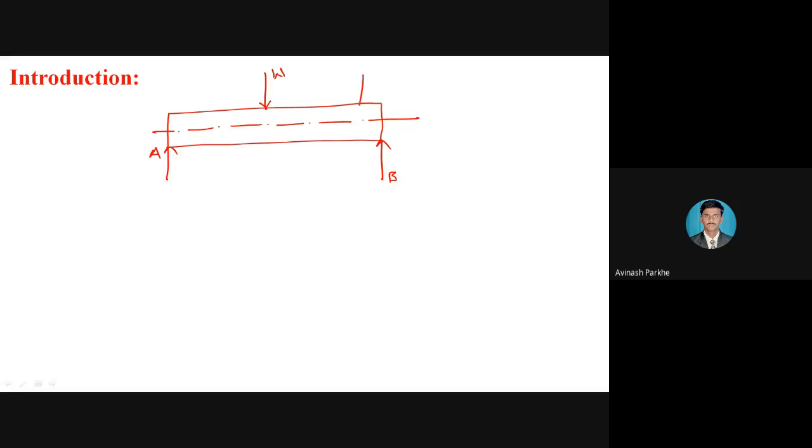Let us see. This is the beam structure. Whatever the center point is there, this center point is called the original axis, or the axis before loading. That means if the load is not applied, the bending of the beam is not taking place. That means this axis is perfectly horizontal.